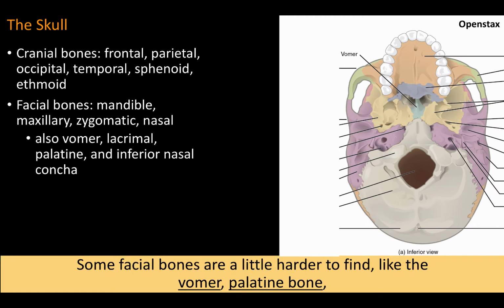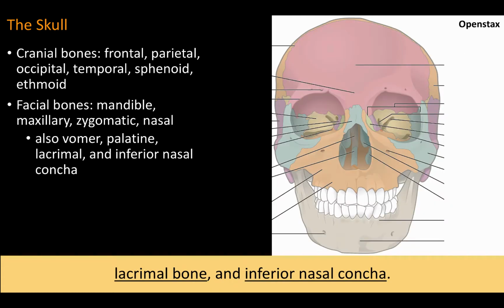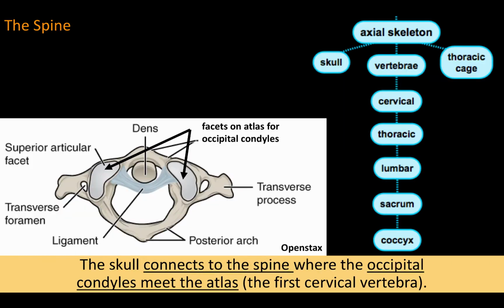Some facial bones are a little harder to find, like the vomer, palatine bone, lacrimal bone, and inferior nasal concha. The skull connects to the spine where the occipital condyles meet the atlas, the first cervical vertebra.